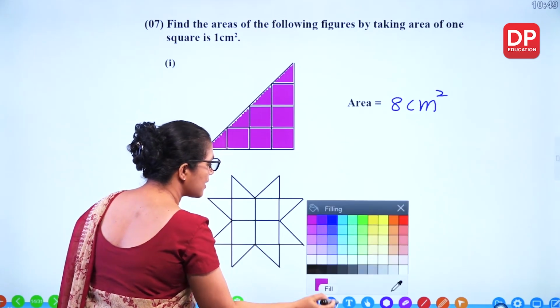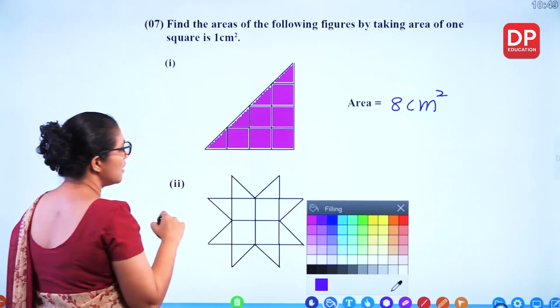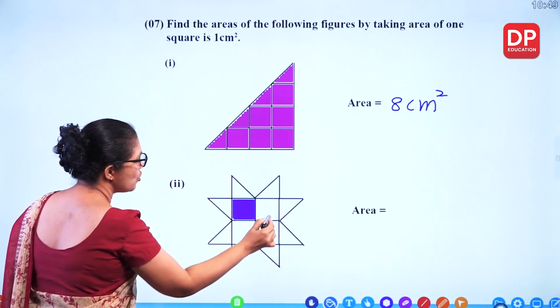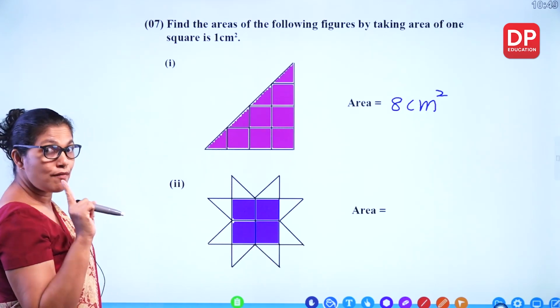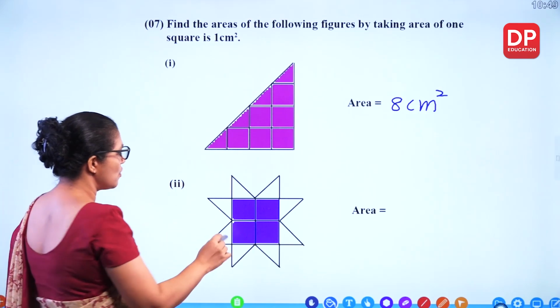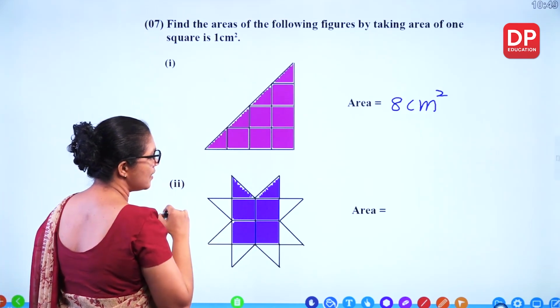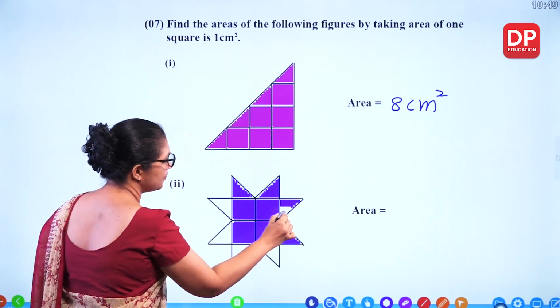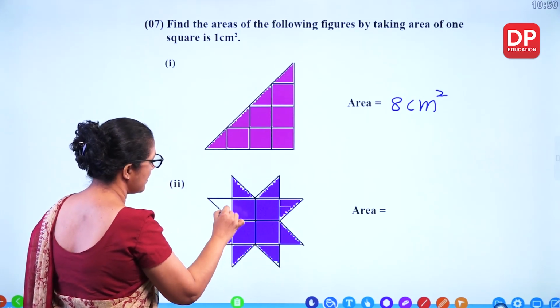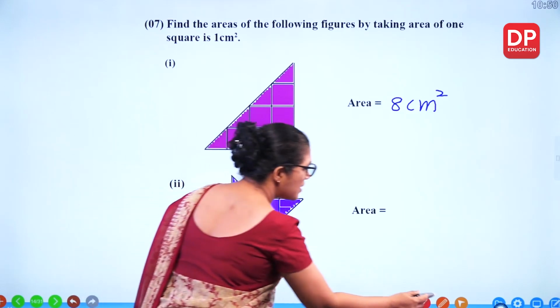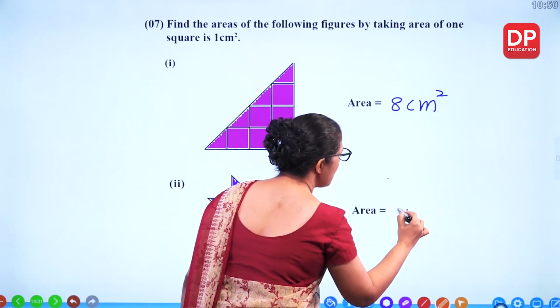This one, first I'll count the full squares. 1, 2, 3, 4. Now, half and half, I can make 5, 6, 7, 8. So, 8 square centimeters.